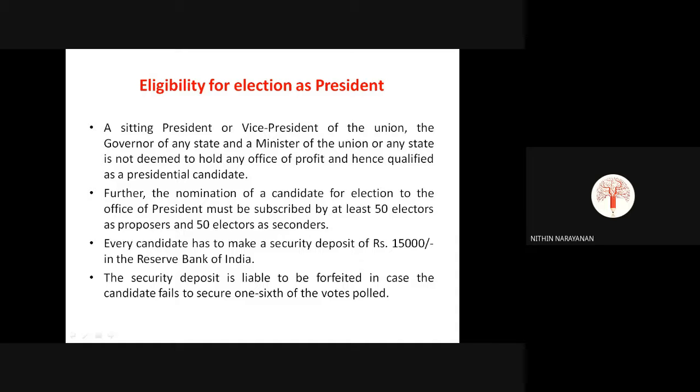Okay. Every candidate has to make a security deposit of rupees 15,000 in the Reserve Bank of India. The security deposit is liable to be forfeited in case the candidate fails to secure one-sixth of the votes polled. So if he does not get the minimum votes, this amount will be forfeited.